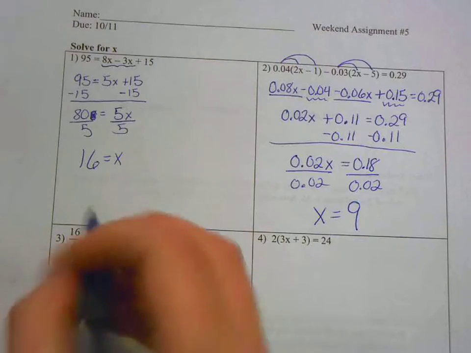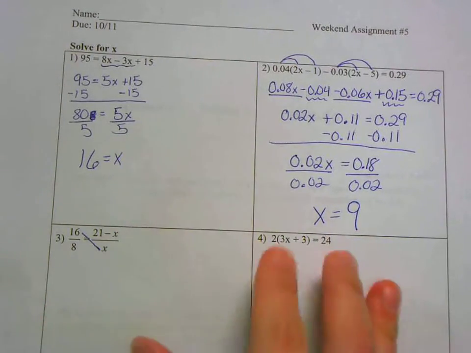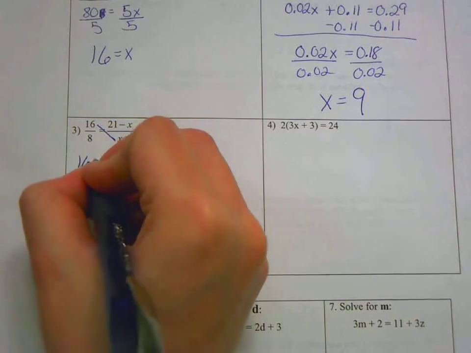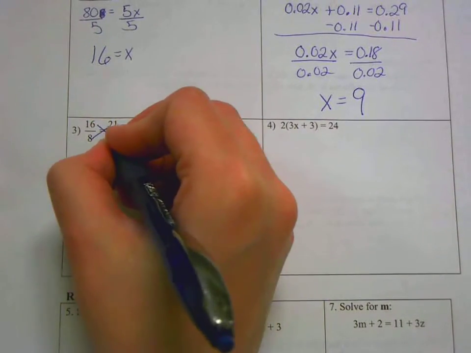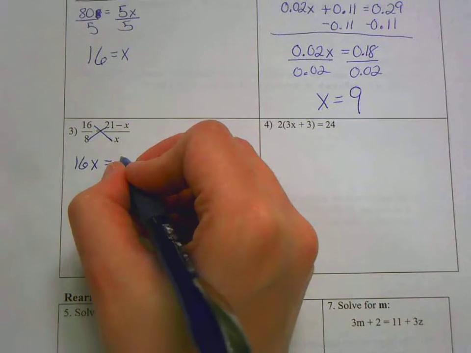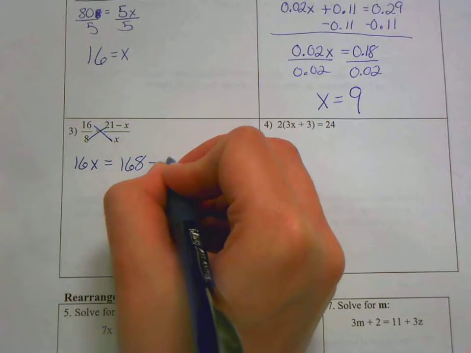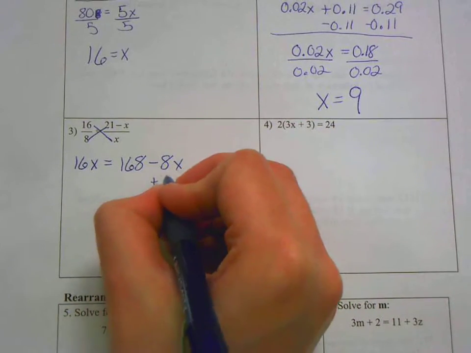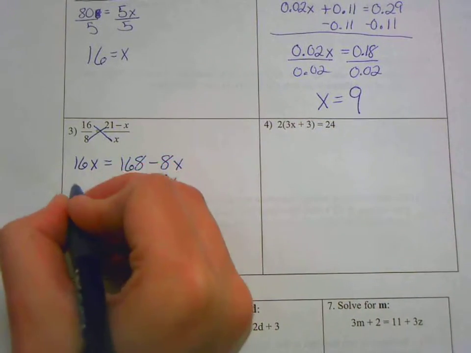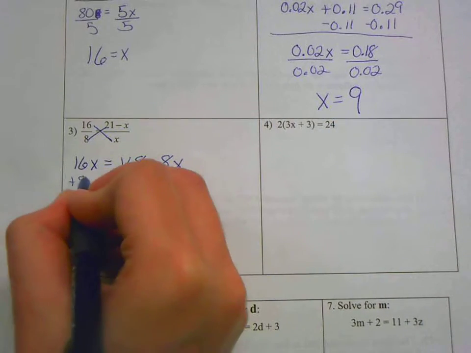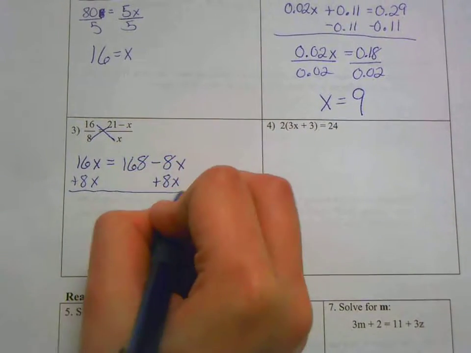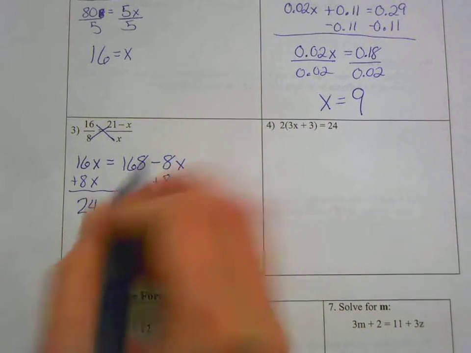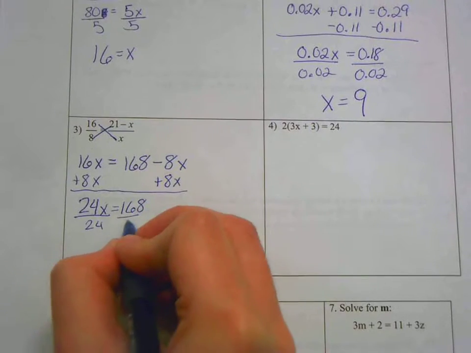Number 3, you are going to cross multiply. So 16 times x, and then 8 times the 21 minus x. Notice my 8 got multiplied to both of those terms. Then I'm going to combine the x's, so I'll do inverse operations to move the 8x over to the 16x. And then divide by that 24.